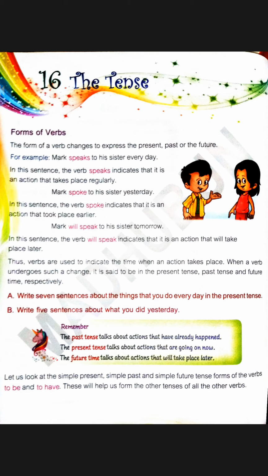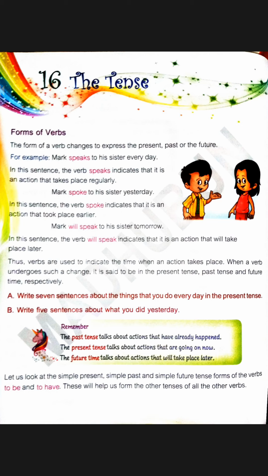Clear? Now Mark will speak to his sister tomorrow. Now in this sentence, the verb will speak indicates that it will be in the future. Okay, the action will take place later. Clear? Thus you can say that verbs are used to indicate the time when an action takes place. When a verb undergoes such a change, it is said to be in the present tense, past tense, and future tense respectively. Clear? Future time, it is written here, correct it and write it, cut it and write the tense, future tense.